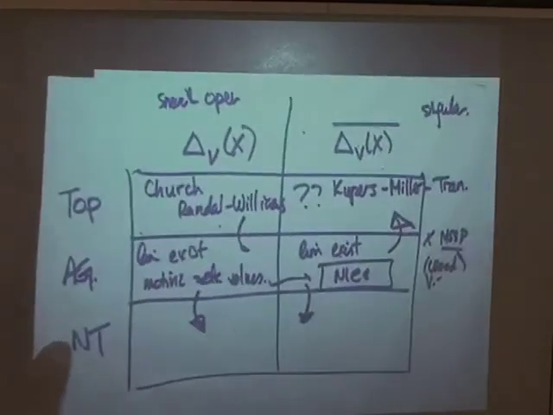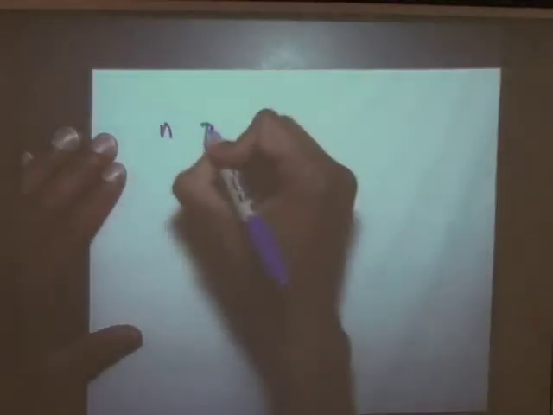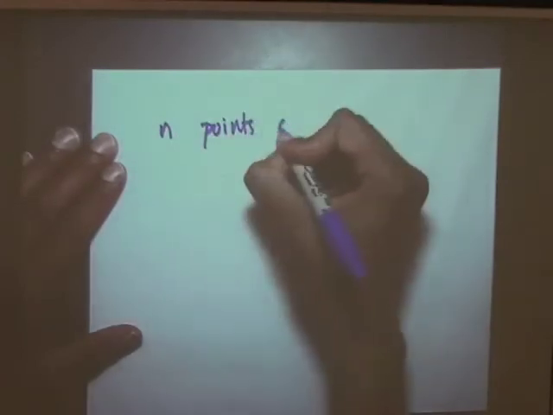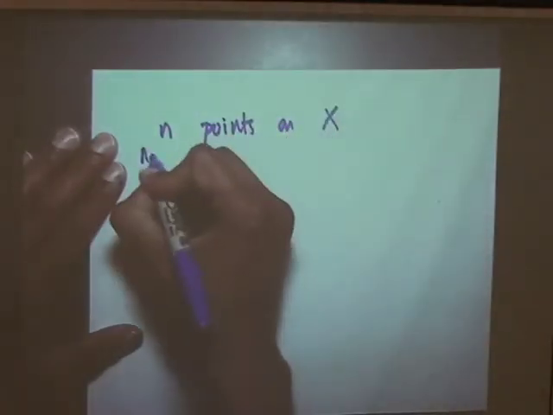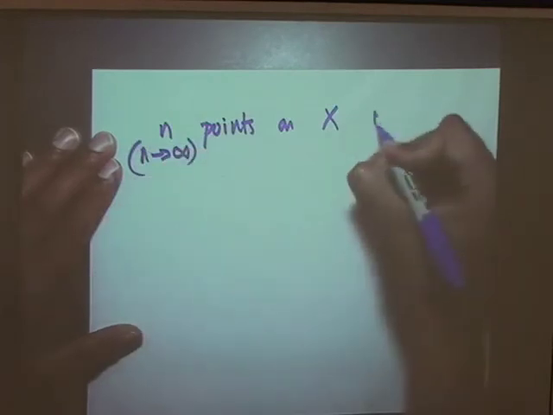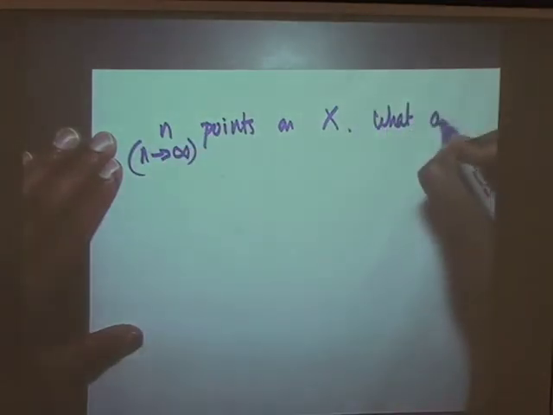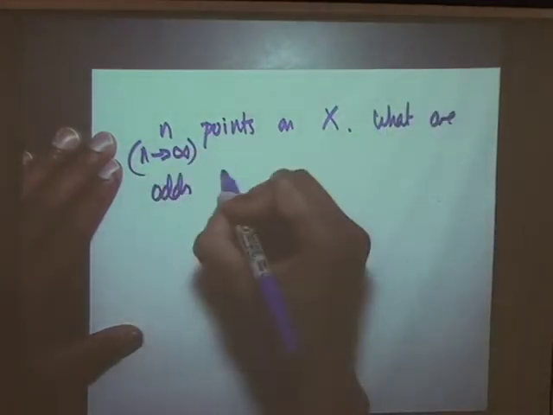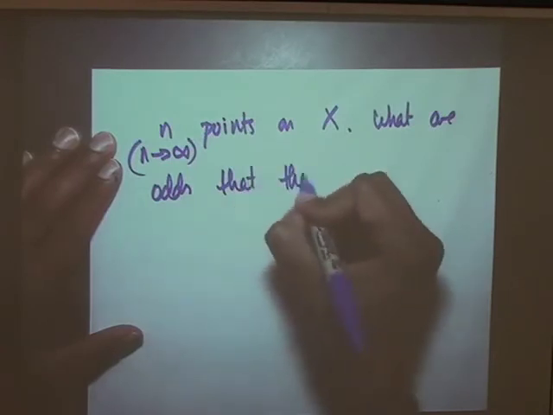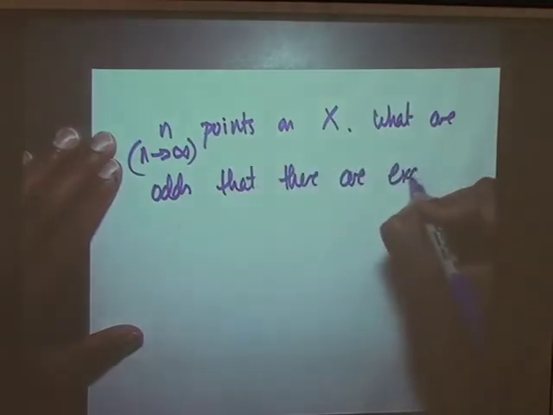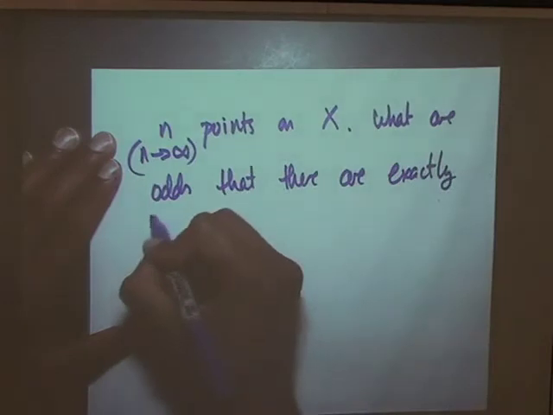Okay, so let me just give an example of a kind of formula. Let's say you have n points on X, and I want to let n go to infinity in a minute, and I want to say, what are the odds? Let's count points. What are the odds that there are exactly m multiple points?